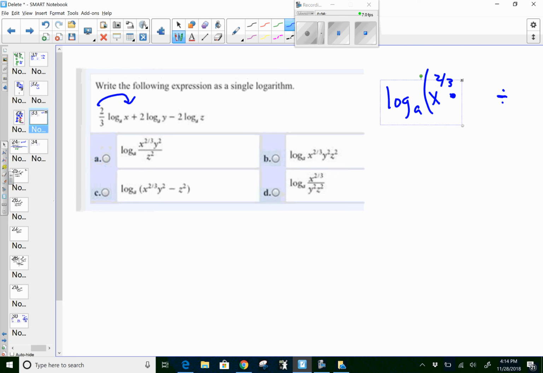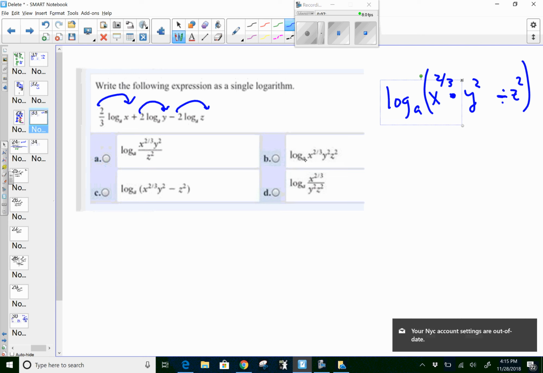This was a times symbol, so the 2 gets kicked back, so it's going to be y squared. And this one right here, the 2 gets kicked back, so it's going to be z squared divided by z squared. So now I need to find the one that's the same thing as this. So I know if I take a look at it, it looks like this is x to the 2/3 y squared times z squared. So that's going to be out, right? Because it's supposed to be divided by z squared.